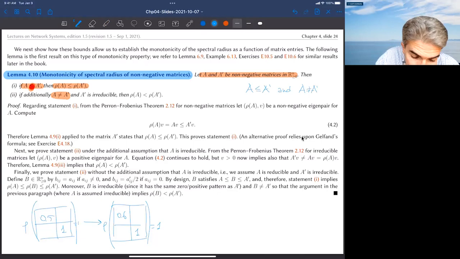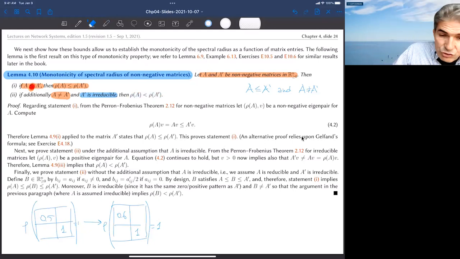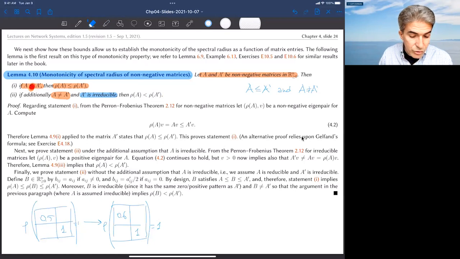So now, if it were to be true that the matrix A prime is irreducible, the larger of the two, not the smaller, then the bound is strict. So you have a strict inequality there. This is wonderful. This is telling you that for irreducible matrices, the spectral radius is a strictly monotone function. So if you strictly add even epsilon mass anywhere, then the radius strictly increases.